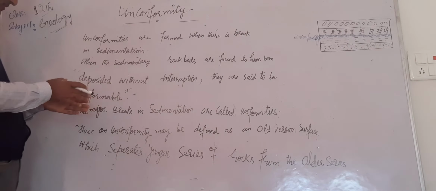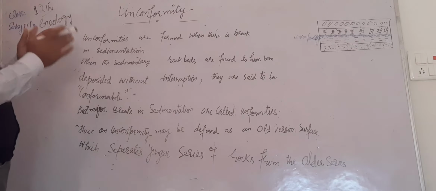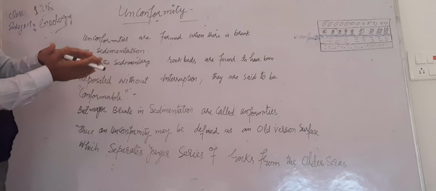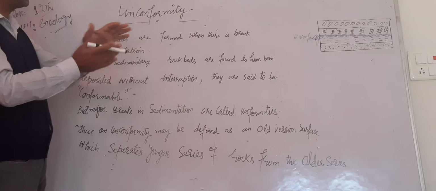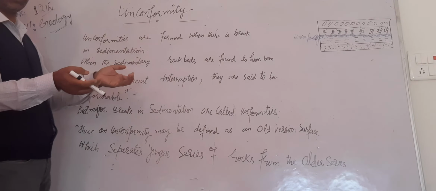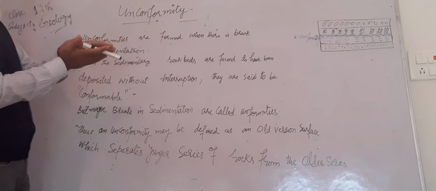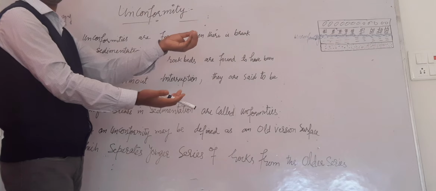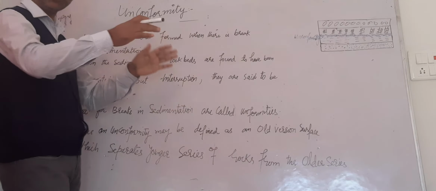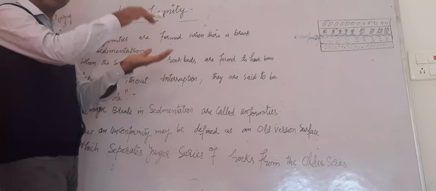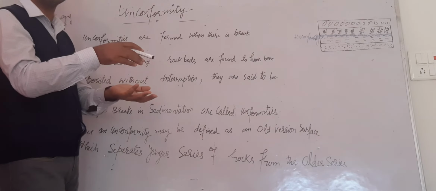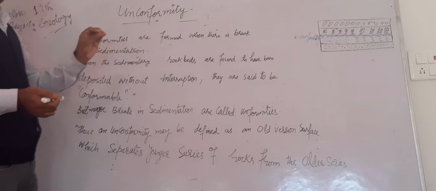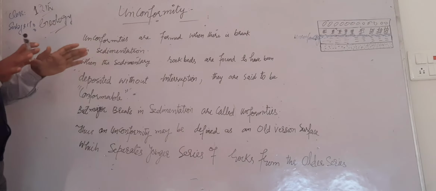Thus, an unconformity may be defined as an old surface which separates the younger series of rocks from the older series. That major break which is formed between the older series of rocks and the younger series of rocks is known as unconformity. Simply we can say this is a break in sedimentation.